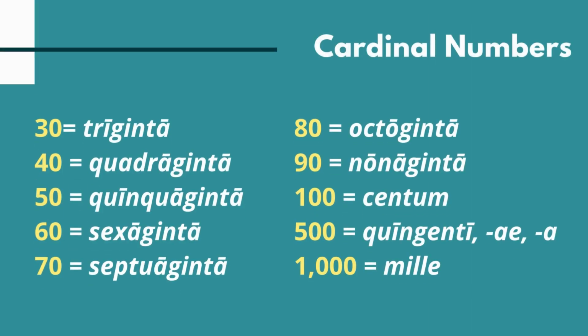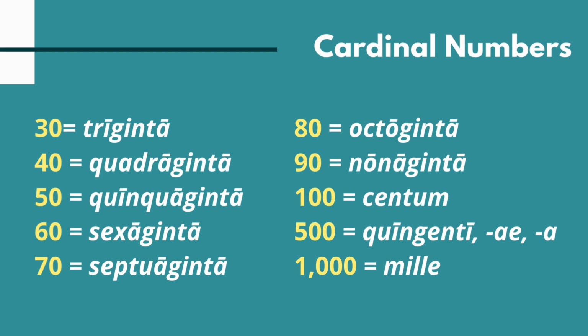Once we get past this, you can do the same thing with any multiple of 10 you want. So here are the next multiples of 10 just to let you see them. For 30, you have triginta, right? Then you have quadraginta, 40, quinquaginta, 50, sexaginta, 60, septuaginta, 70, octoginta, 80, nonaginta, 90. Then you have centum for 100. And again, centum is something we've seen a lot.